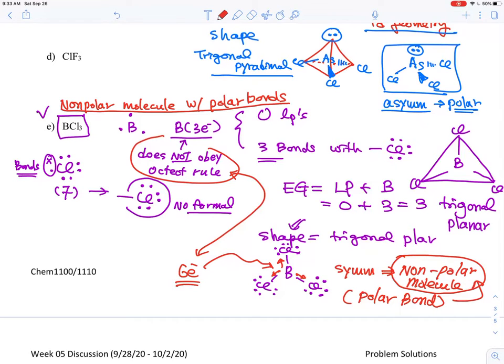When the shape is symmetric, although the individual bonds can be polar, they cancel out each other within the symmetry of the shape of the molecule.